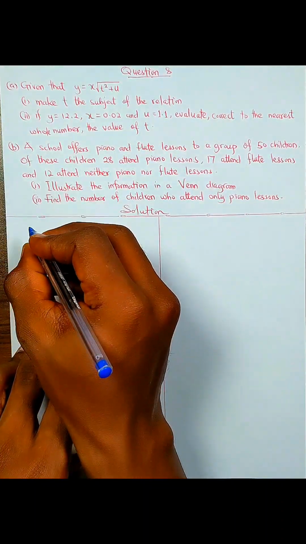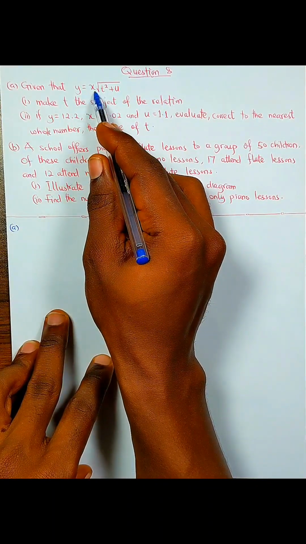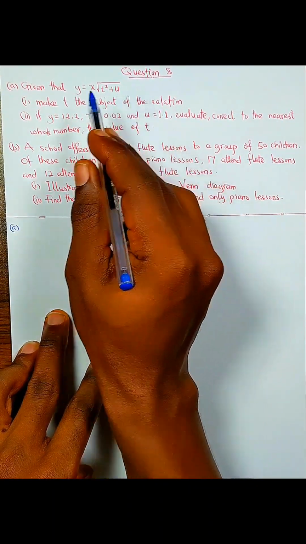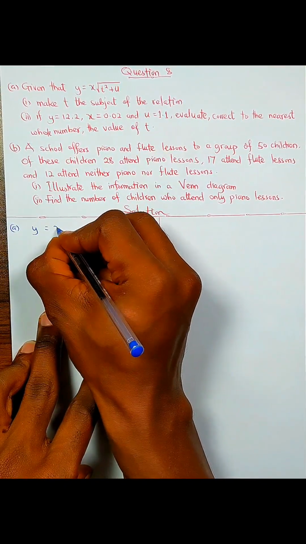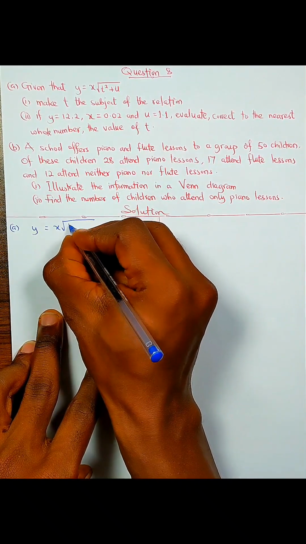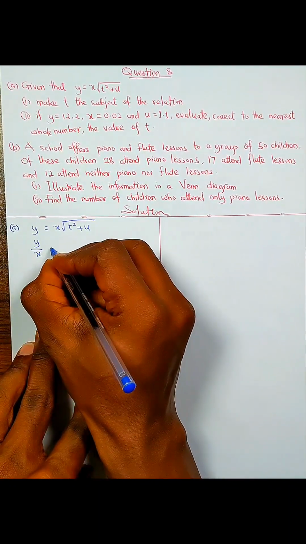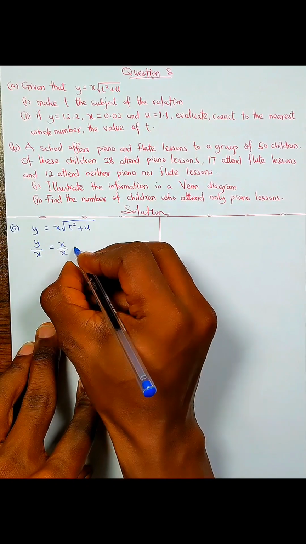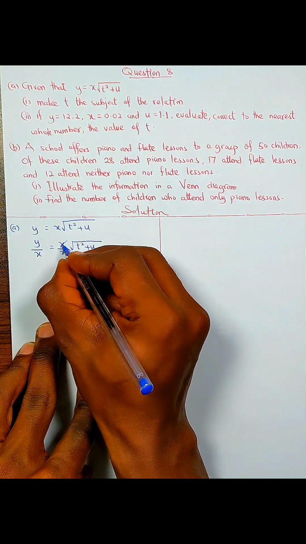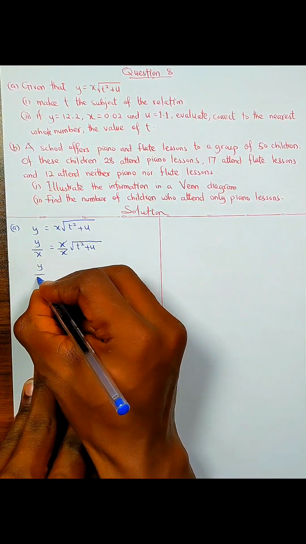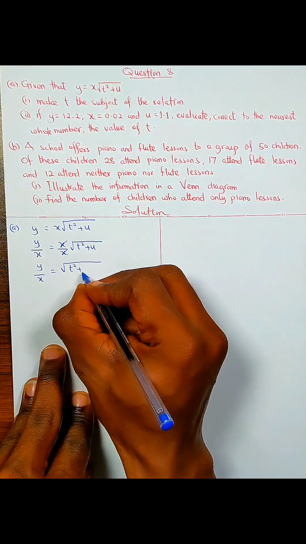To go about this, I'll first take this y to the left hand side, leaving the square root on one side so that I can deal with it separately. So let me rewrite the question. y is equal to x square root of t squared plus u. So I'll divide both sides by x, then it becomes x over x square root of t squared plus u. This x cancels out, and we have y over x is equal to square root of t squared plus u.